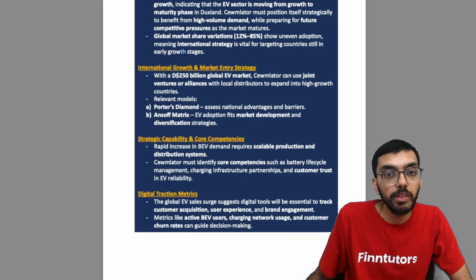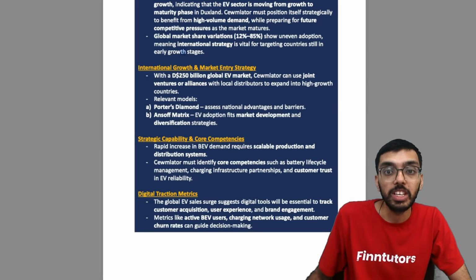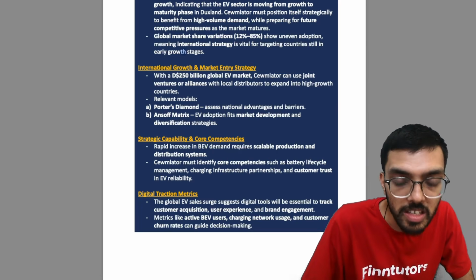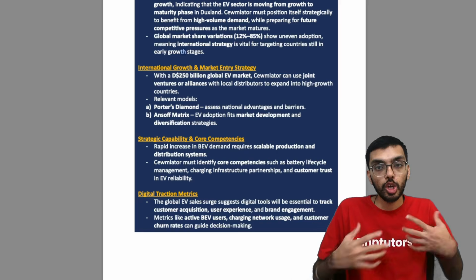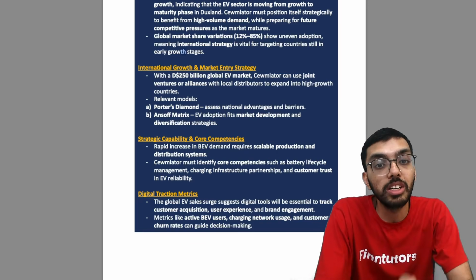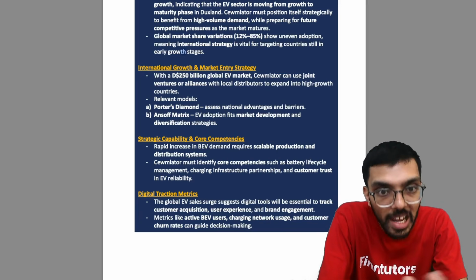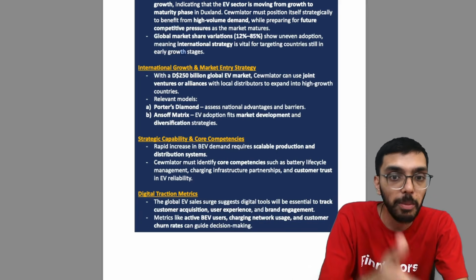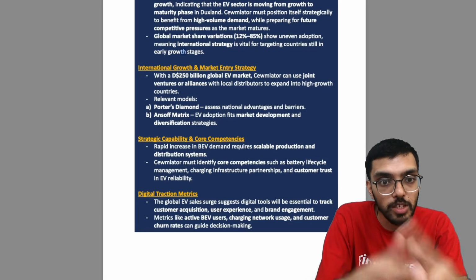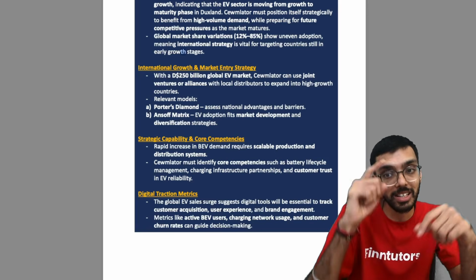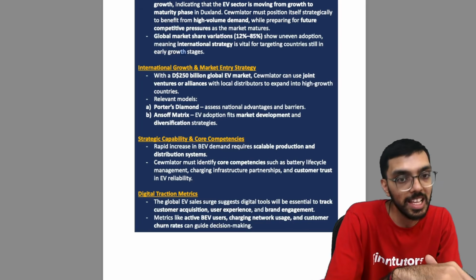With a $250 billion global market, we can use joint ventures and alliances with local distributors to expand into high growth countries. So expansion opportunities will have to be looked at. Market expansion and product expansion from the Ansoff's matrix have to be looked at. This is a key concept. Put a star, Ansoff's matrix.